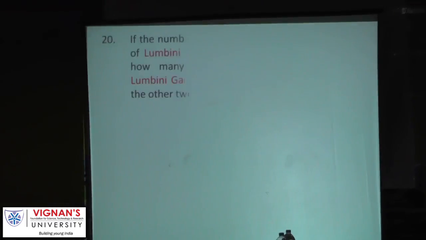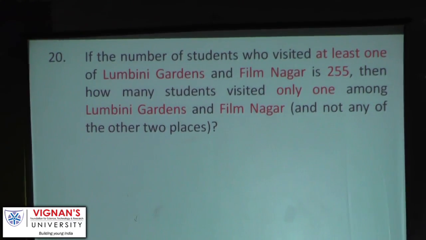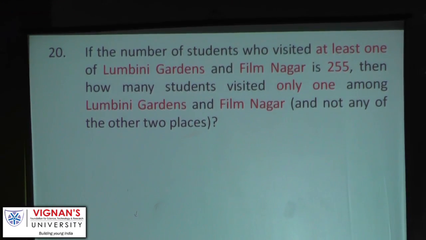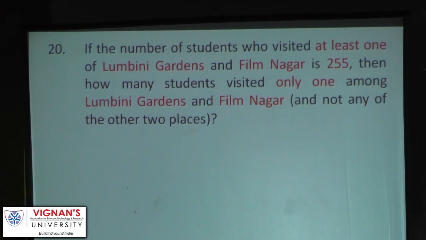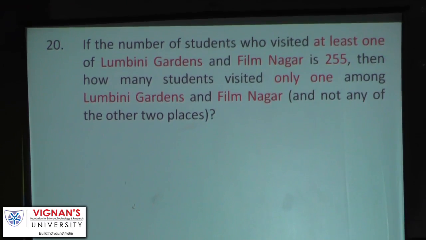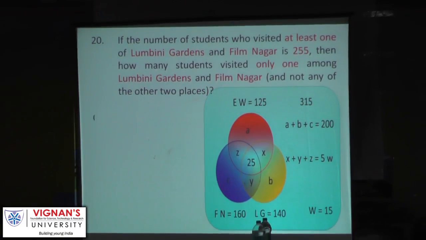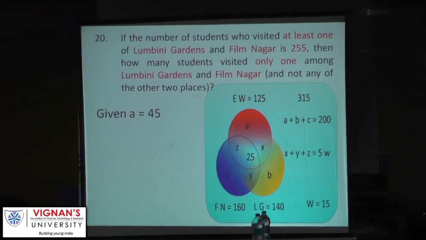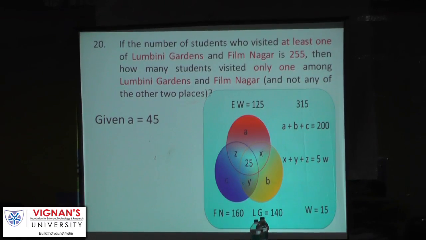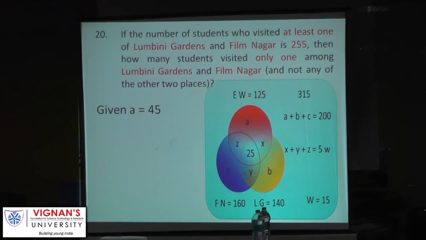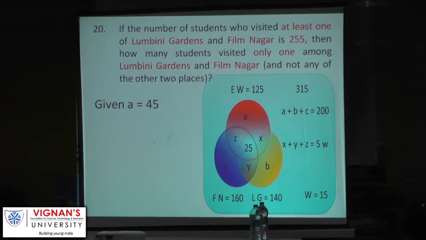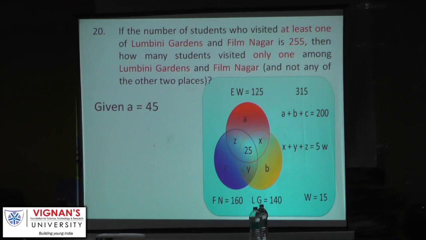Now next question. If the number of students who visited at least one of Lumbini Gardens and Film Nagar is 255, again the same information he is mentioning, then how many students visited only one among Lumbini Gardens and Film Nagar and not any of the other places? Now he says the same thing. Given A is 45, he is saying that yellow plus blue is again 255. We know A is 45.